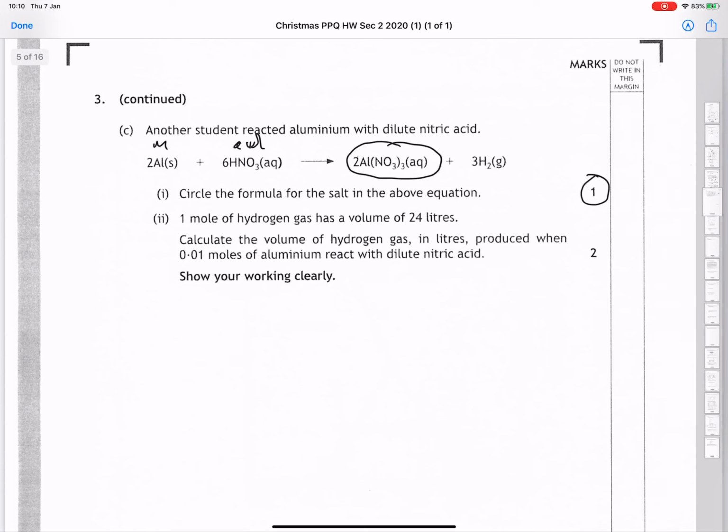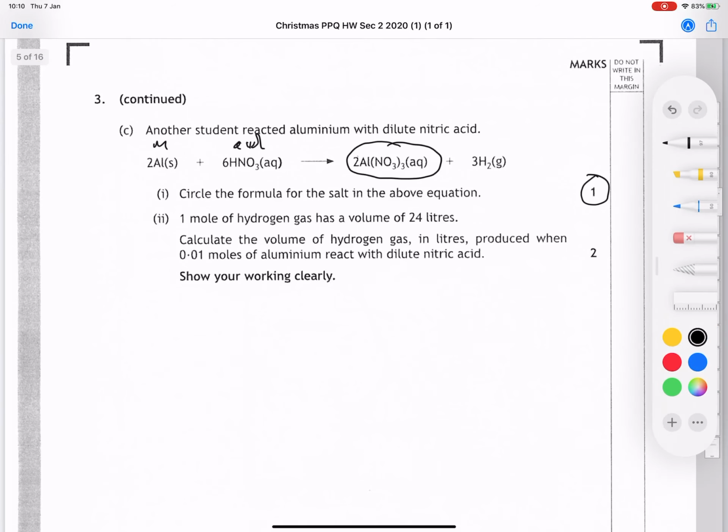Next question, some people find tricky. Calculate the volume of hydrogen gas. So calculate the volume of hydrogen, so I would have circled that. In litres produced when 0.01 moles of aluminium. So we're only interested in those two things. So it's a 2 to 3 ratio between them. But we don't have 2 moles of aluminium. We only have 0.01 moles of aluminium.